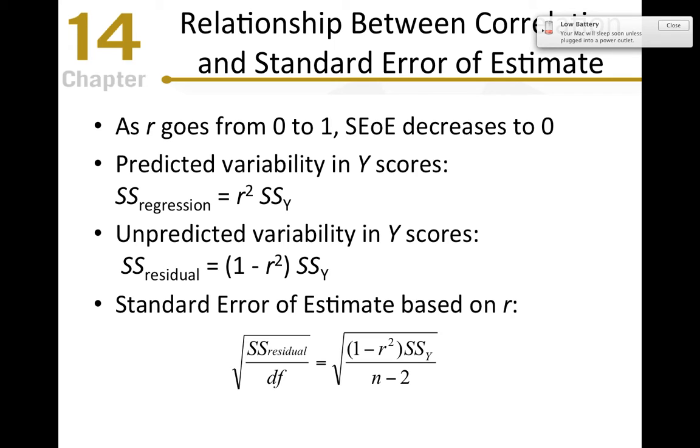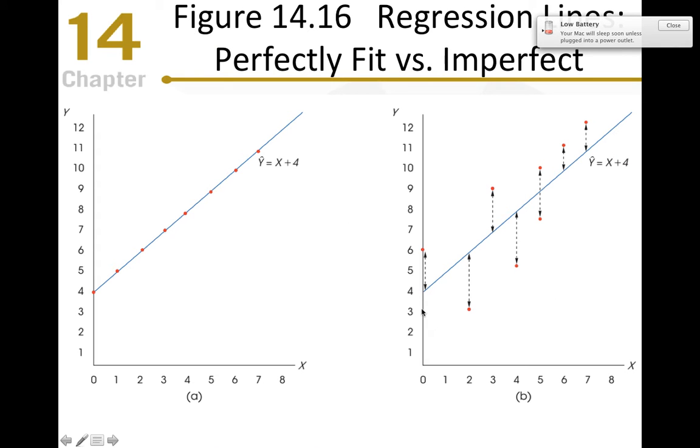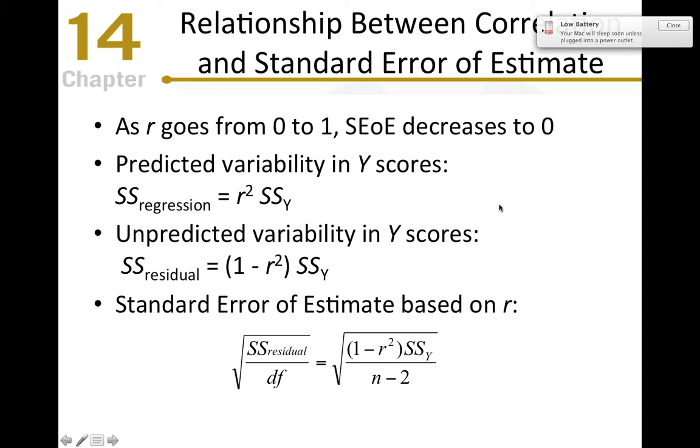Now, that's going to be the predicted variability. When thinking about regression equations, we do have our predicted variability, but we also have our unpredicted variability. So what is that? That's going to be just 1, because if we add up all the total variability, it's going to equal 1. 1 minus that coefficient of determination times our sum of squares for our y variable. And so this represents the sum of squares of the residuals. And so what's not accounted for by that regression equation?